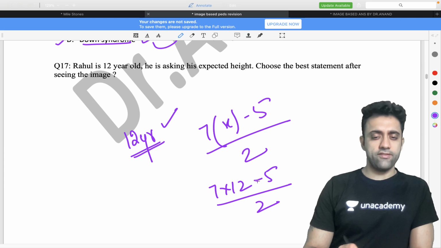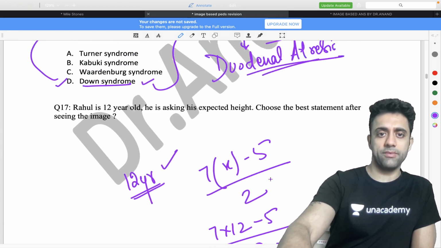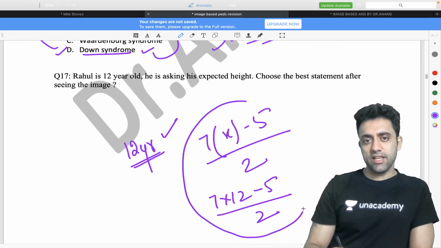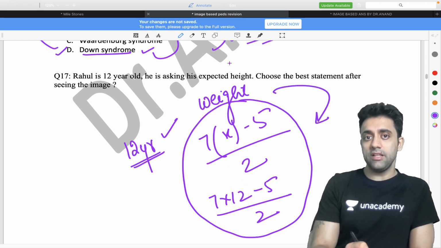So 84 minus 5 roughly. So what do you think, anyone? How much is it coming? The options are expected height. So 7x minus 5 by 2. See, this 7x minus 5 by 2, what I told, this is for the expected weight. If you want to find the expected weight, they're asking the height.